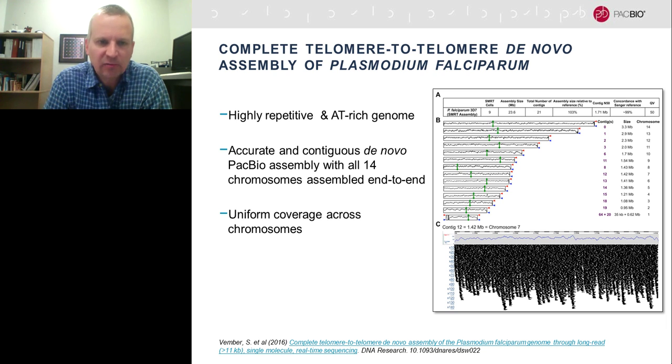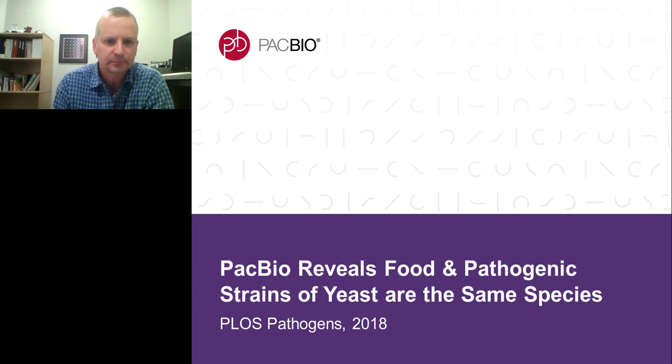As I mentioned in the beginning of my talk, PacBio has very minimal bias with regard to the GC percentage, and so it's no problem to get high-quality data, to get even coverage. In this paper, the authors demonstrate that you can accurately and contiguously de novo assemble the Plasmodium falciparum genome. The assembly yields all 14 chromosomes assembled end-to-end, and in the bottom figure, you see the read coverage is very uniform. So you get the complete genetic blueprint of this important pathogen.